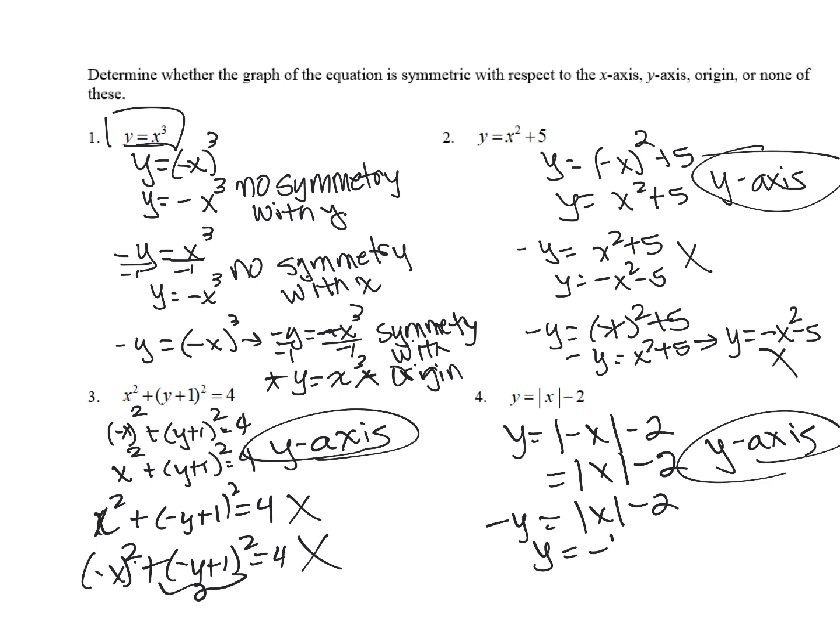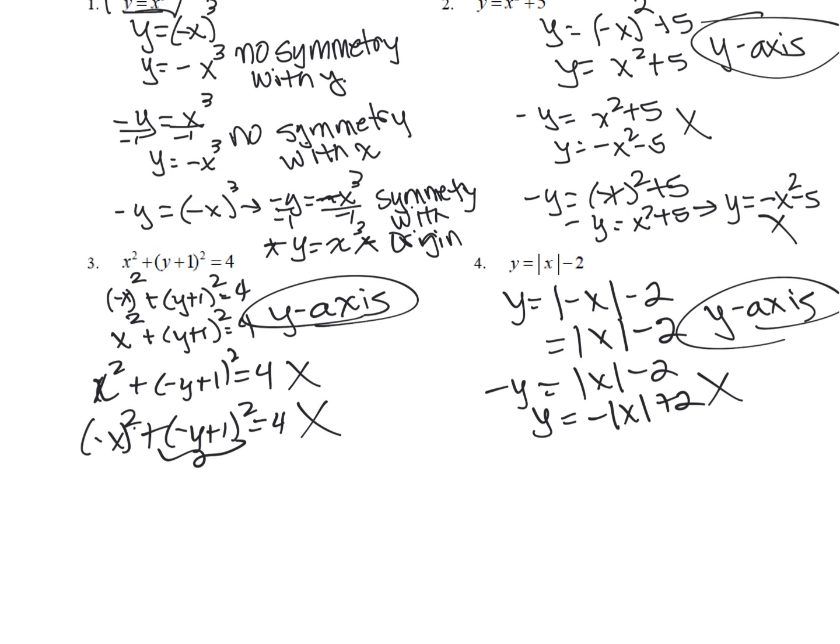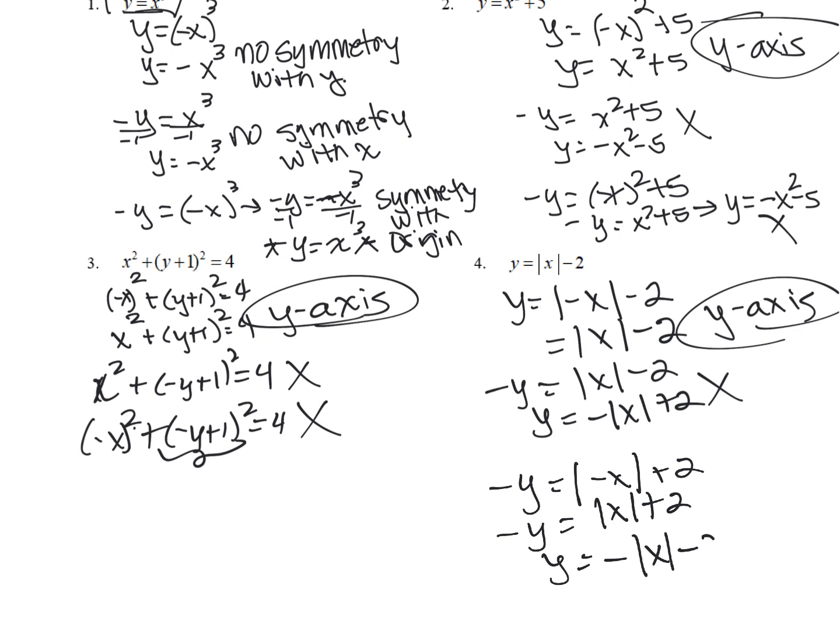Y equals negative the absolute value of x plus 2. That is not the same thing, so there's no symmetry with the x-axis. And then when I change both, negative y equals the absolute value of negative x plus 2. When I change both, I get negative y equals the absolute value of x plus 2, because those are the same thing. Then I divide by negative 1, so that's going to give me y equals negative absolute value of x minus 2. So again, there's no symmetry with the origin on that one either.